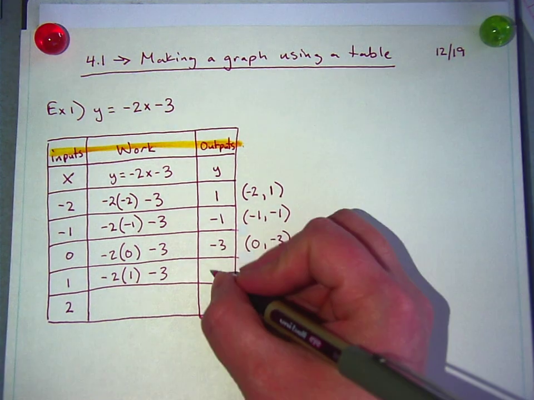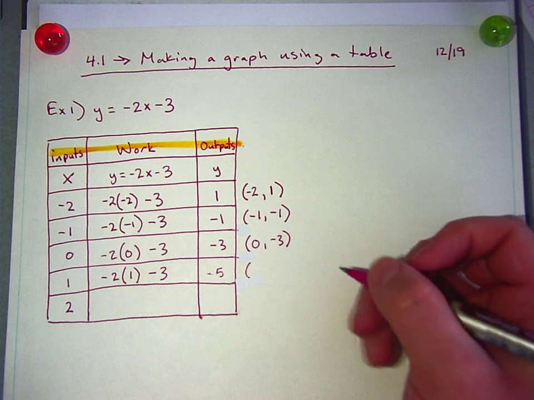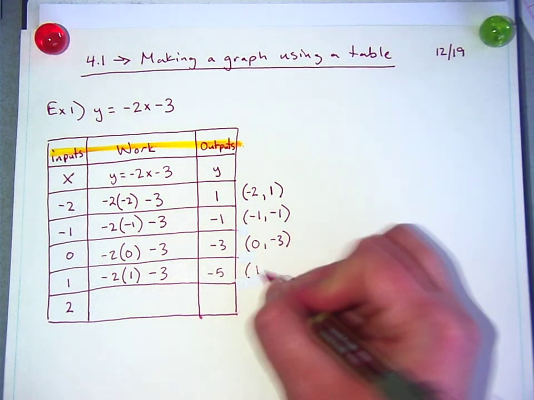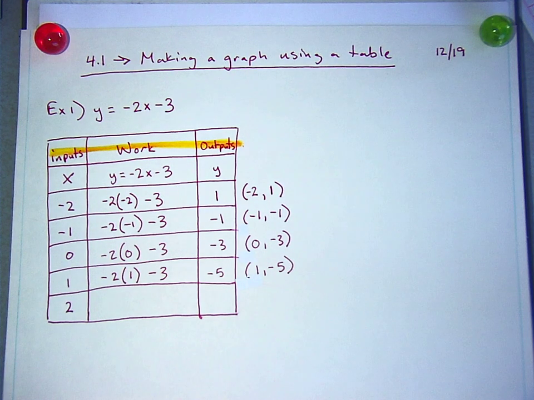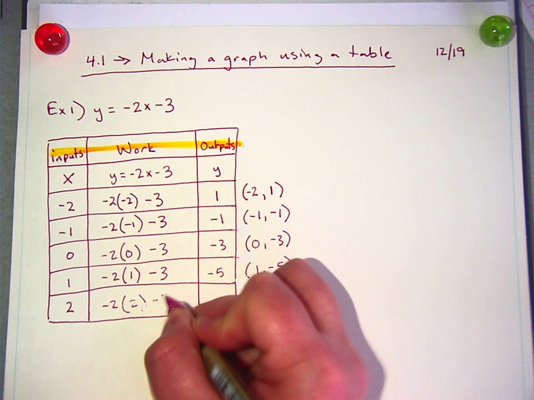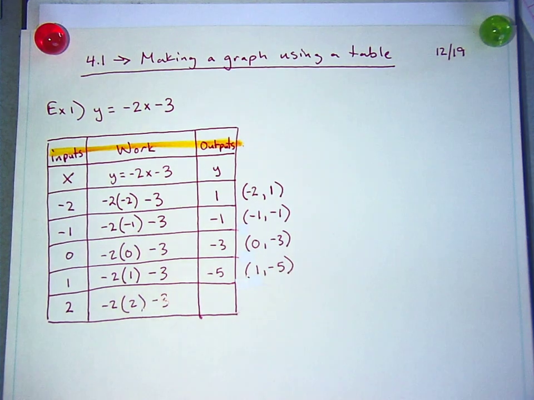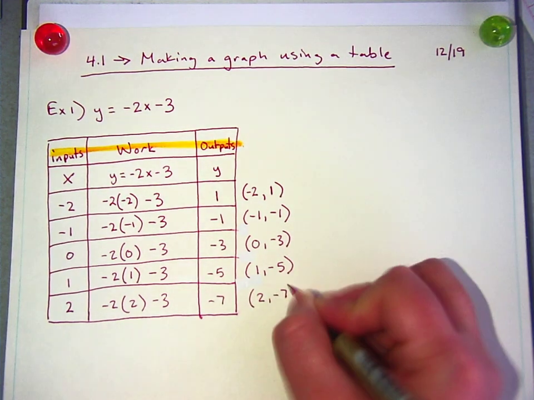Negative 2 times 1 is negative 2. Negative 2 minus 3 is negative 5. This point is 1, negative 5. All right, negative 2 times 2 minus 3. What does that end up being? Negative 7, which is 2, negative 7.